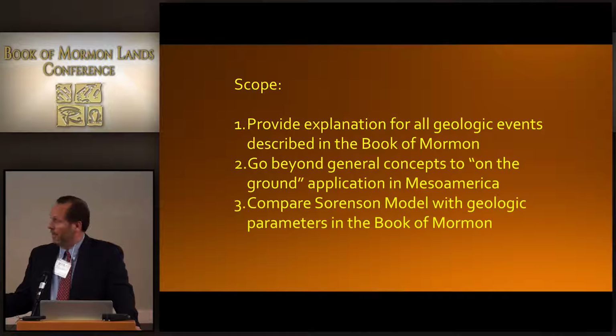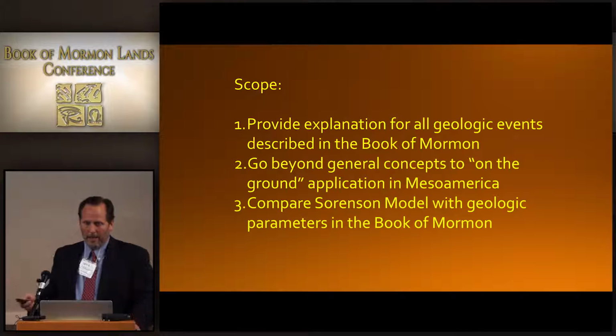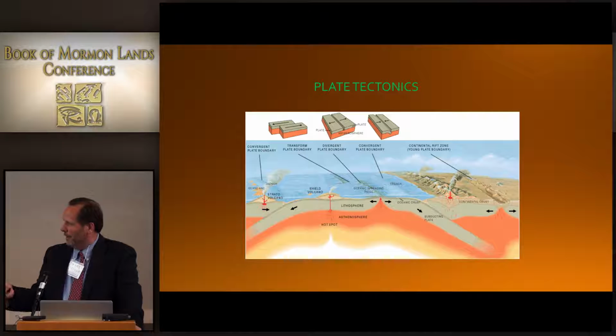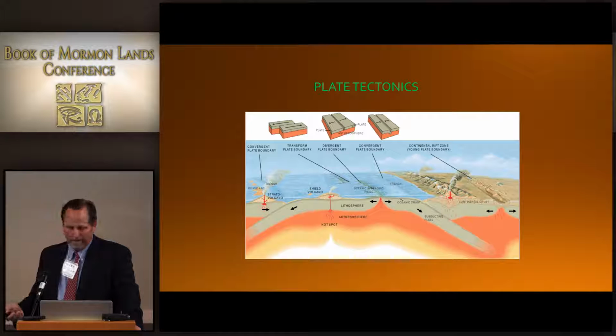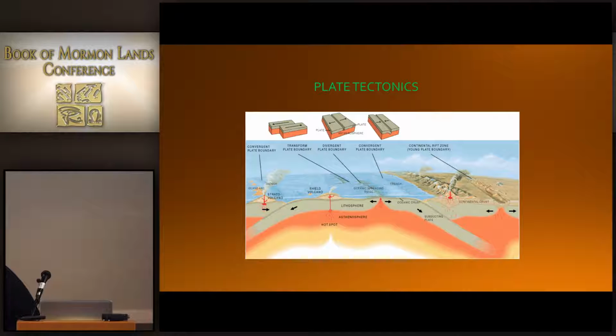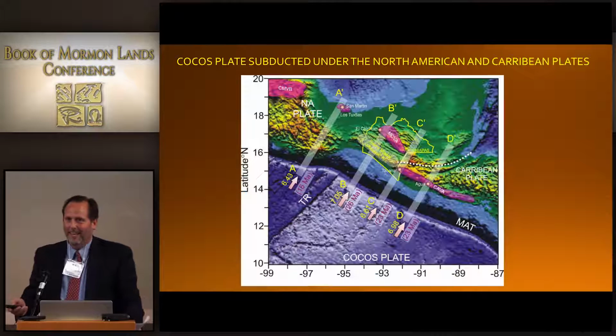I'm going to go through a little bit of geology 101, just to give you some background. One of the premises of geology is that you have different crustal plates that move. You've got a spreading center where crustal material is generated. You have a subduction zone where one plate dives underneath another. The reason I'm talking about this is because the isthmus of Tehuantepec is a little bit complicated in this regard.